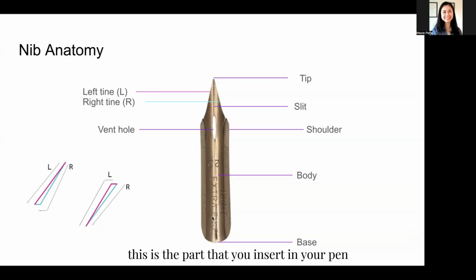And then the body, this is the part that you insert in your pen, and note that when you're creating shades, you always want to be pulling down towards the base. You want to be pulling down in this direction.